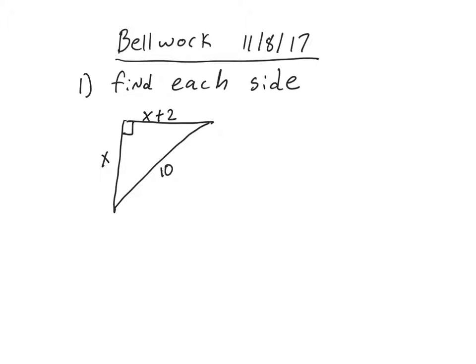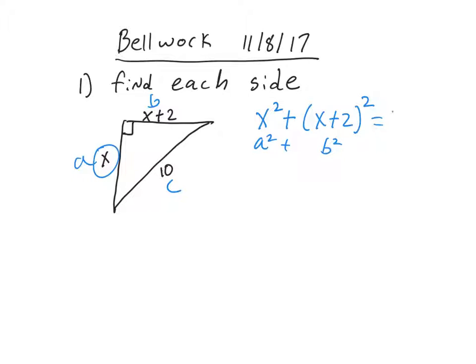So to start, we'll do it like any other right triangle with the Pythagorean theorem. We'll do x squared, so this side, plus x plus 2 squared, so that's b. We can think this is a, this is b, this is c. So we have a squared plus b squared equals c squared, so 10 squared.